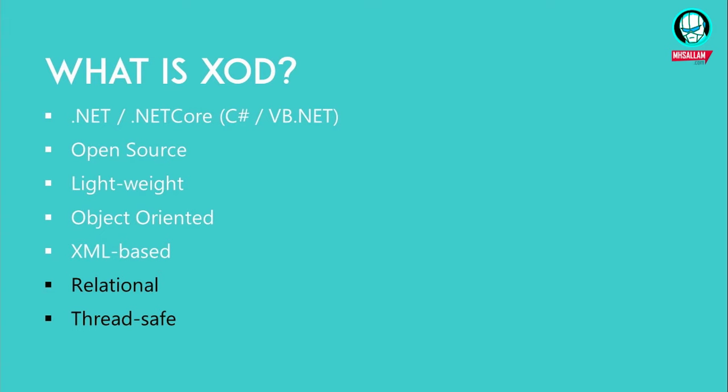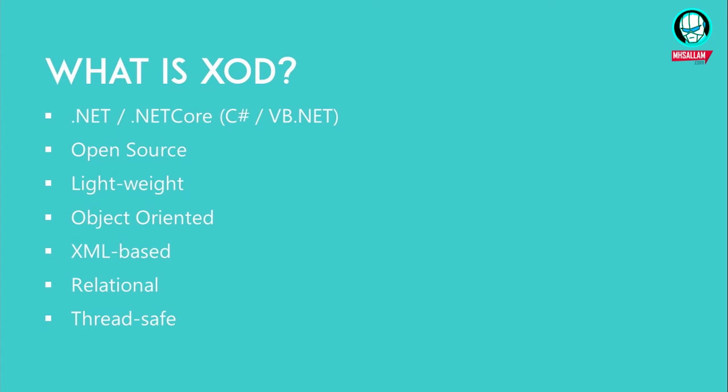XOD is not a regular relational database like MySQL or SQLite, but it is relational because it provides the same principles of relational databases. Relationships like one-to-one, one-to-many, and many-to-many are available in XOD. The only difference here is that it provides these principles in object-oriented programming flavor. XOD is also thread-safe. You can use it in multi-threaded applications development, like building web applications using ASP.NET.